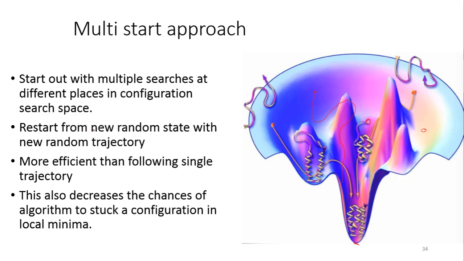So this is one of the approaches: restart from a new random state with a new random trajectory. This is one trajectory, this is another trajectory. It becomes more efficient by doing things simultaneously rather than following the same path for a given protein. This would decrease the chances of any protein getting stuck in local minima, and you can achieve the global minima, or the minimal energy state, or the native state of that protein. This is one of the tricks that can be used to decrease the number of steps needed in Monte Carlo searches.